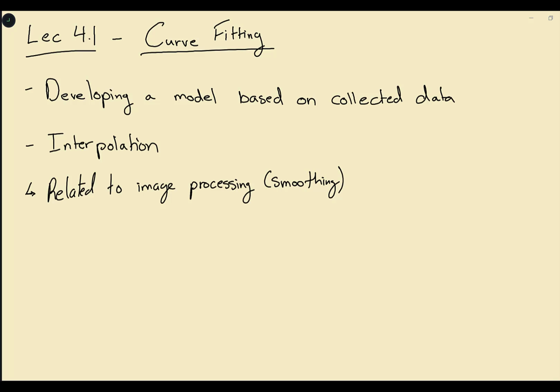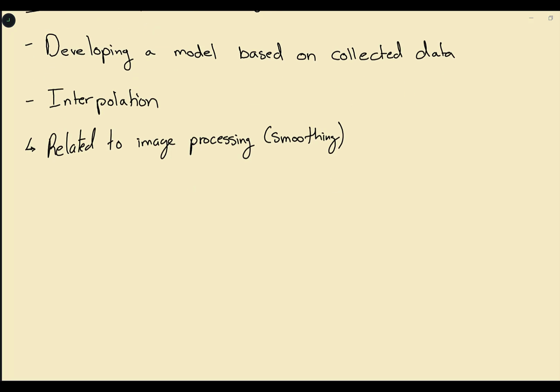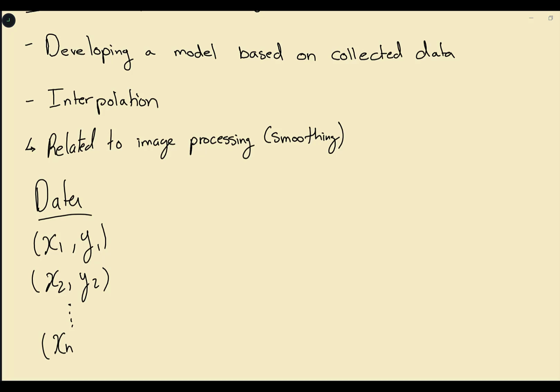The first thing we're going to look at is how to fit a curve to a set of data points. So typically, when we collect data points in 2D, where we have only x and y, the data is going to look like x1, y1 as a single point, and then x2, y2 as another point, and so on until you reach xn, yn, where n is the number of points that we have in the data set.